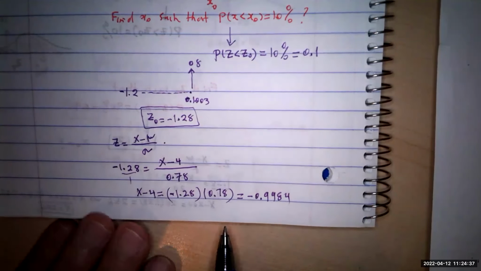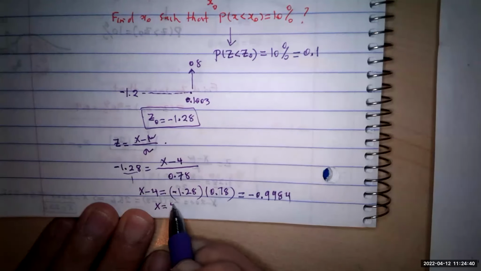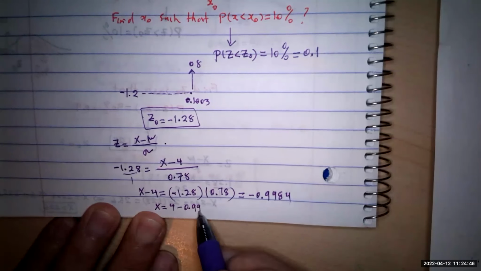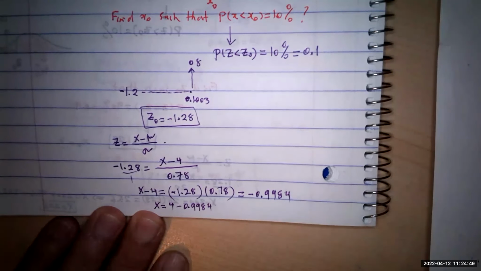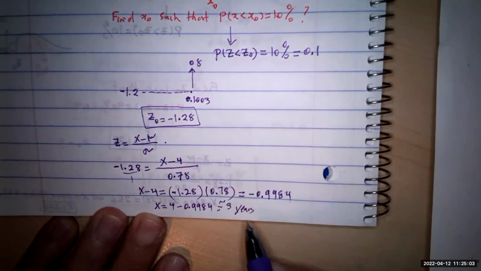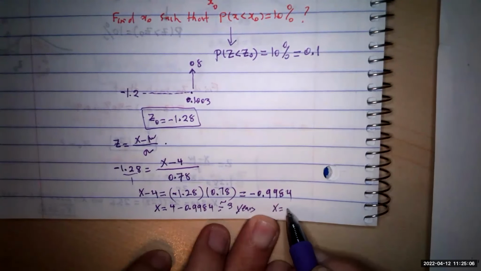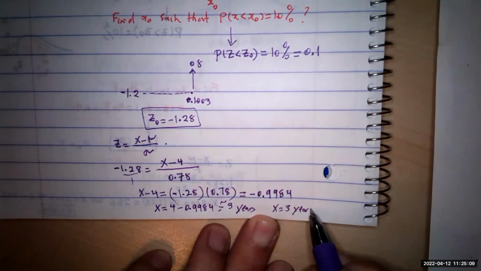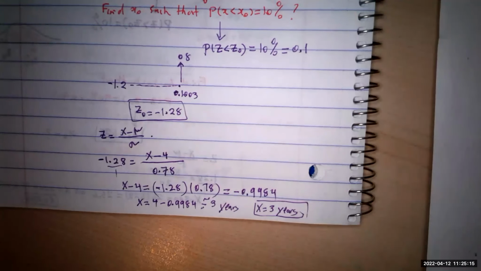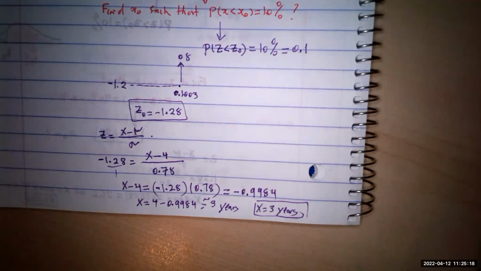Then you have to move the 4 to the other side. So X would be 4 minus 0.9984, and it's almost 1. So it's going to be almost 3. You have to round that to the nearest whole number. So it's going to be almost 3 years. So the company should set up the warranty time for 3 years if they don't want to lose lots of money, or much more money. Okay, any question?